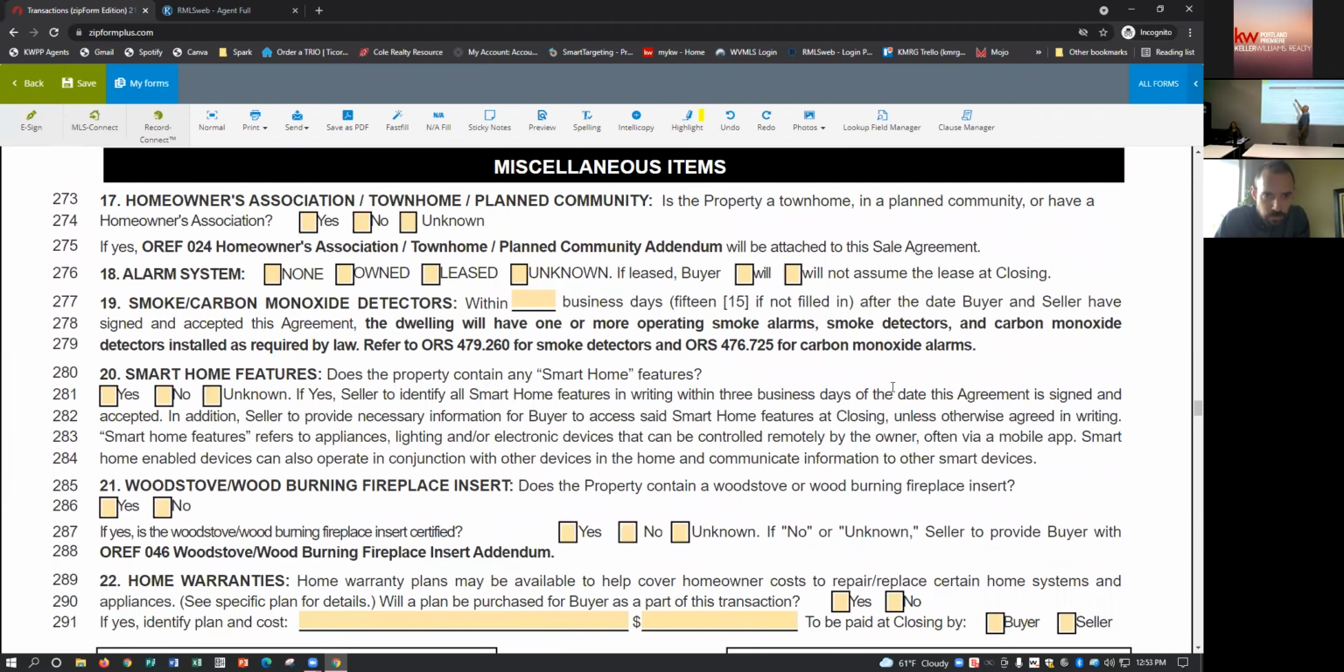This is a big one. 17, homeowners association. If there is an HOA, you're gonna check the box yes, and then you're going to use the HOA addendum, and you're gonna review all those documents with your client and make sure they get all the documents listed on that form, especially the meeting minutes and any financial information. The reserve study.